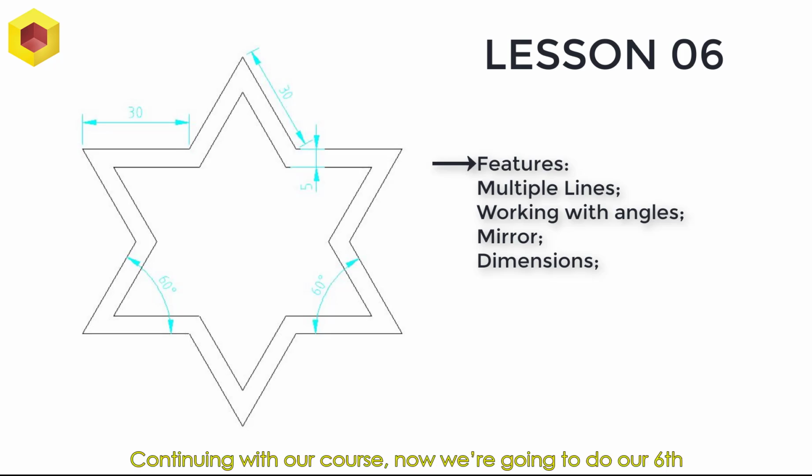Back. Continuing with our course, now we're going to do our sixth exercise. In this exercise, we'll work with angles and polar coordinates. So first, let's find out what polar coordinates are in a 2D plane.